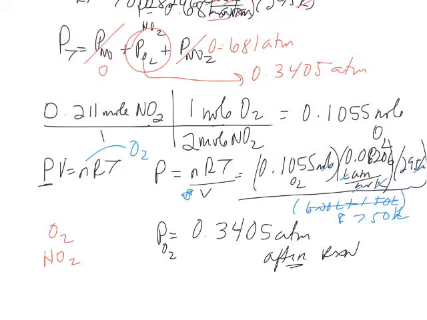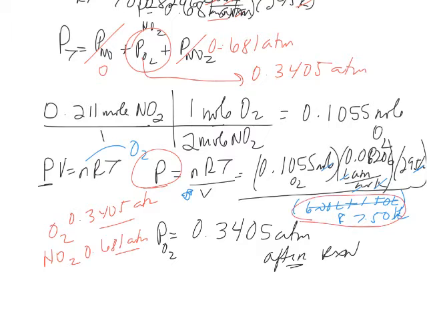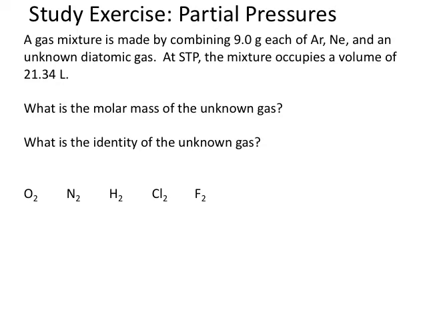Oxygen's is 0.3405 atmosphere, and nitrogen dioxide is 0.681 atmosphere. And keep in mind, when you're doing that pressure calculation, at the end you have to use total volume because your volume does change. And that is the end of that question. That question is required for your recitation problems.